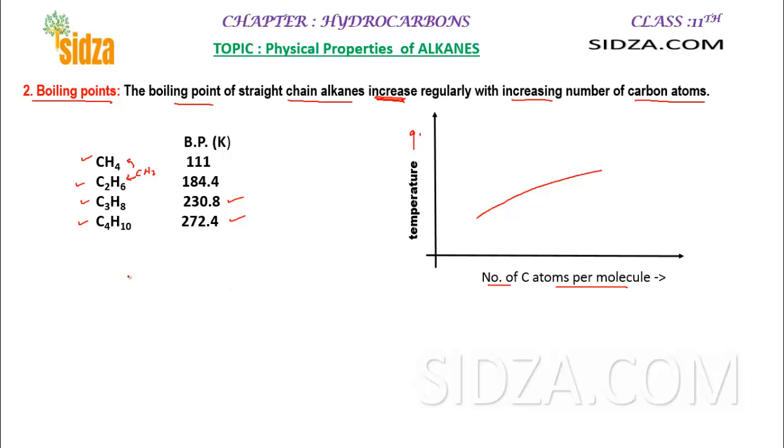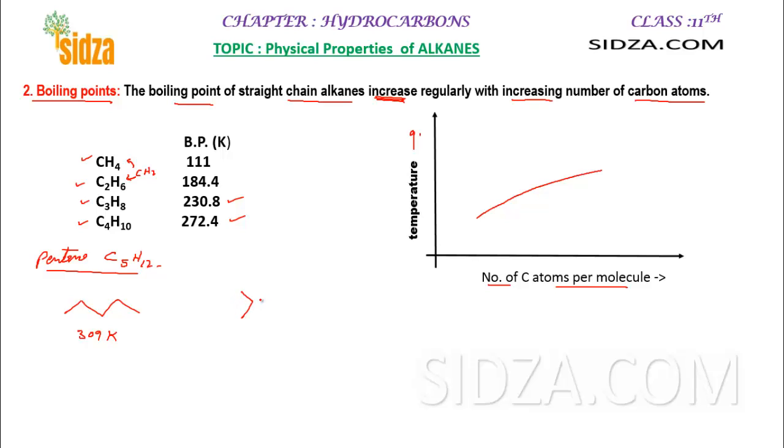And with branching, suppose we have a pentane here. The formula is C5H12. The linear chain pentane molecule has 5 carbon atoms, and its boiling point is 309 kelvins.